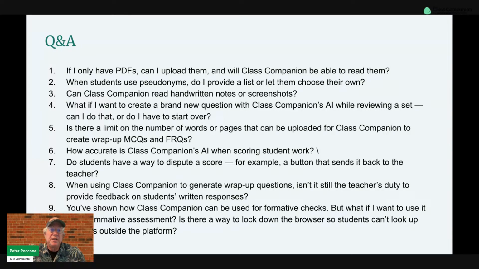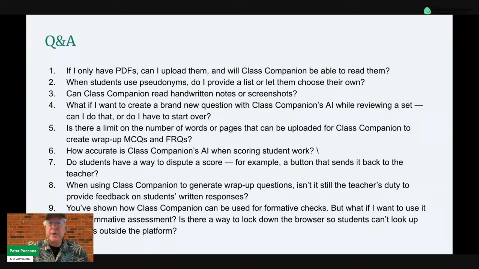What is my duty as a teacher? Plain and simple, it's to teach kids. It's to get them to learn. As far as I'm concerned, if using AI, if using Class Companion gets them to learn better, faster, well, then that's my duty to put that before them. And if it's going to create problems for them and negatively affect their ability to learn, well, then it's my job to keep it away from them.